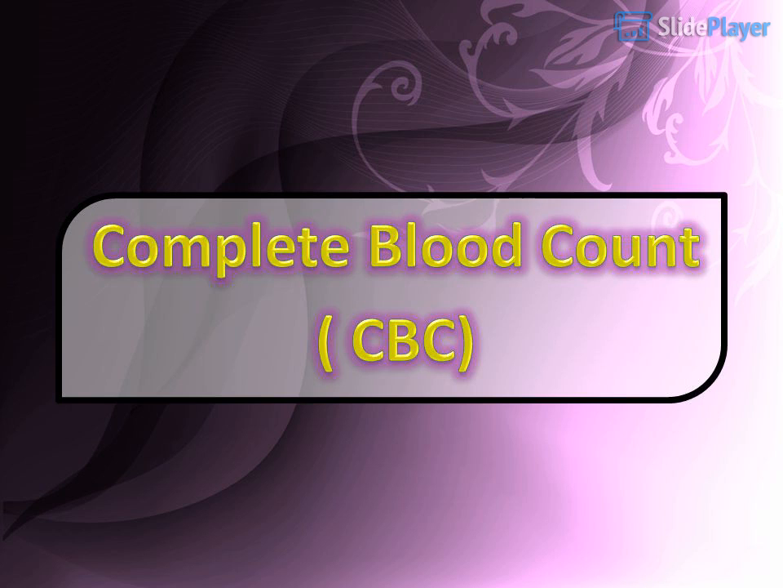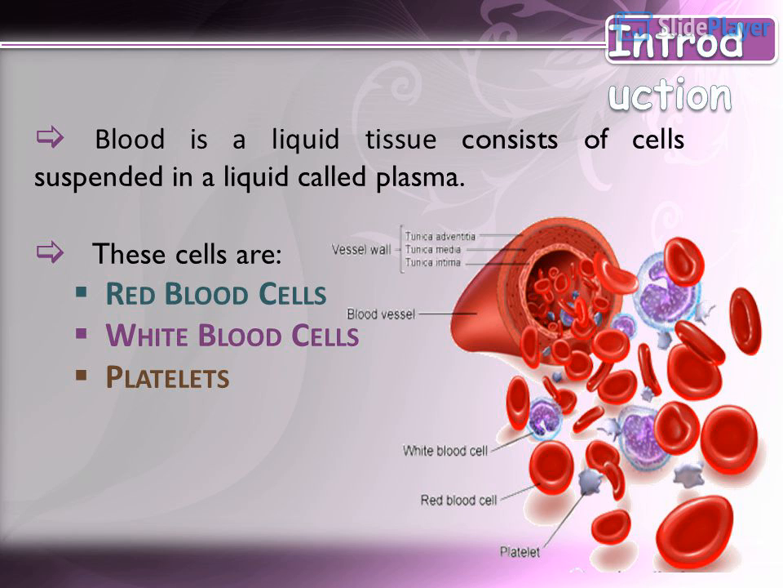Complete Blood Count, CBC. Introduction. Blood is a liquid tissue that consists of cells suspended in a liquid called plasma. These cells are red blood cells, white blood cells, and platelets.